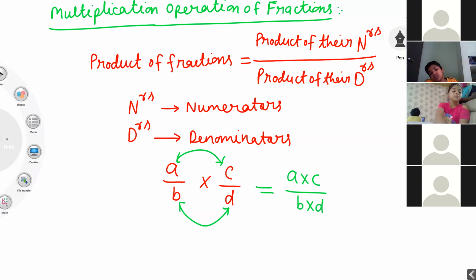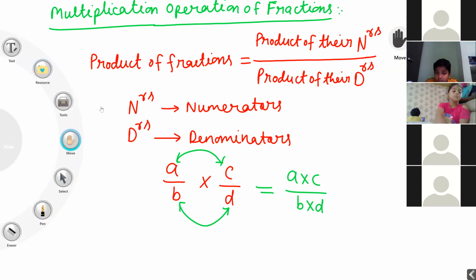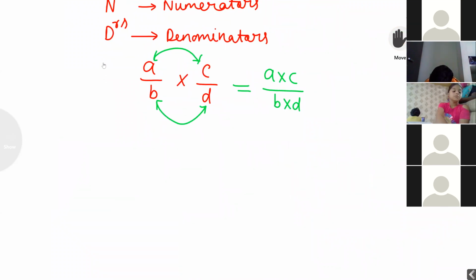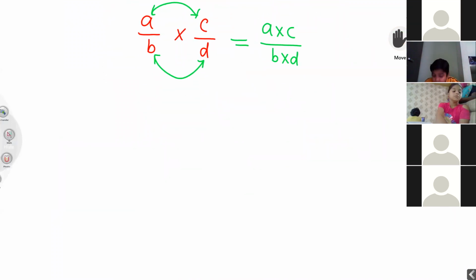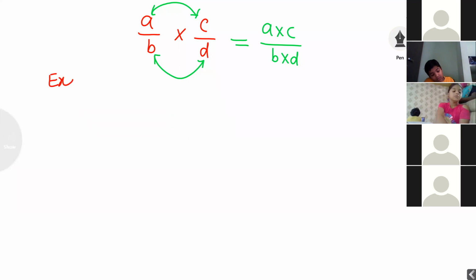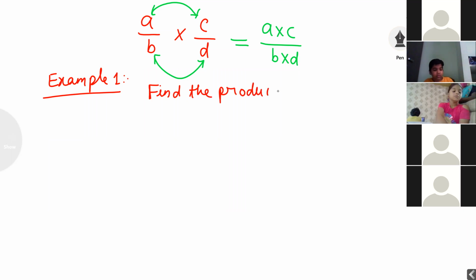This is the actual concept. Note down example first. Find the product 2 by 4 into 3 by 7.